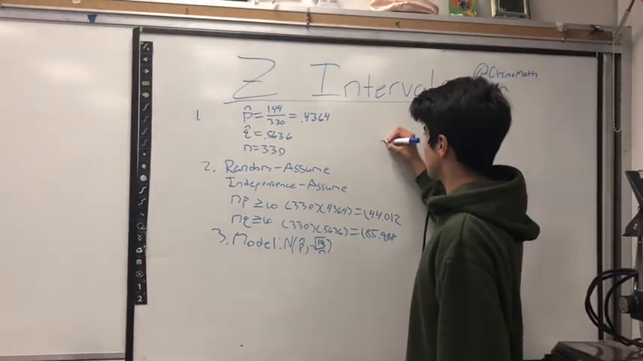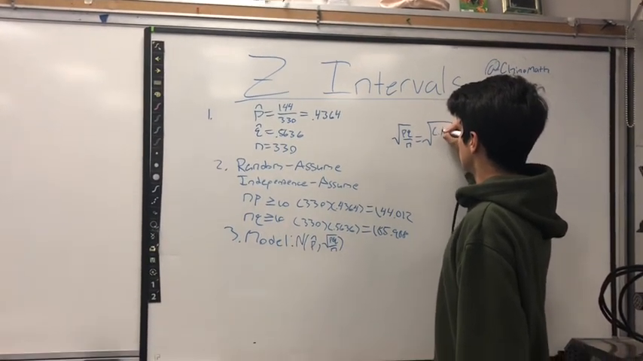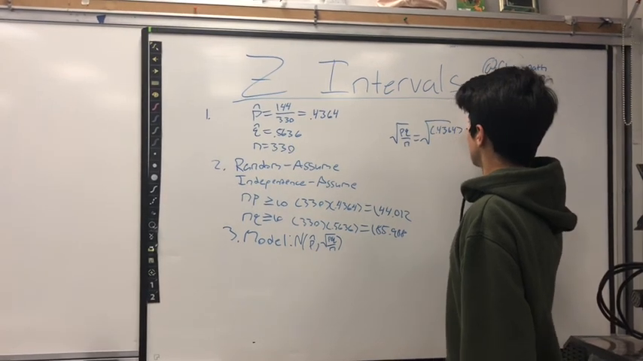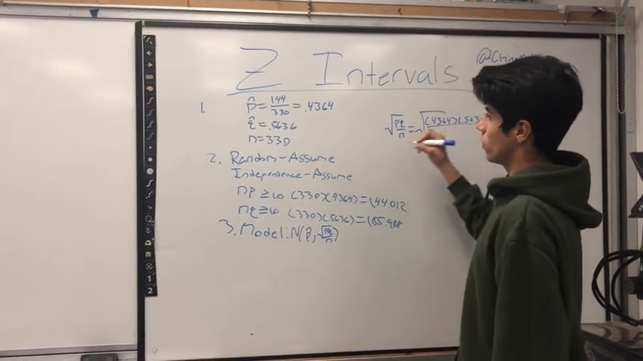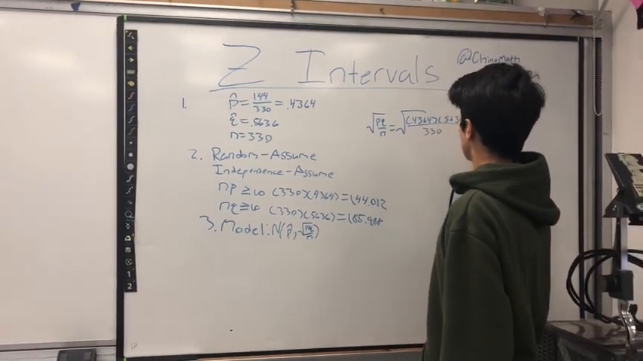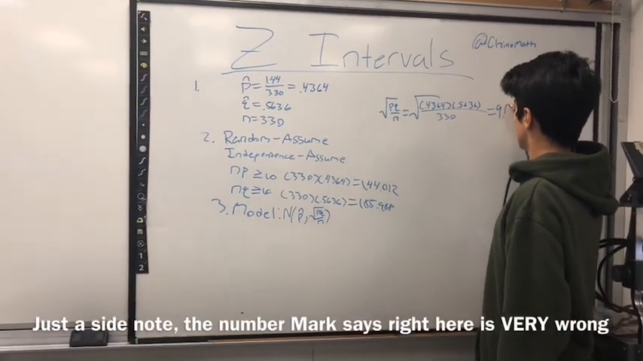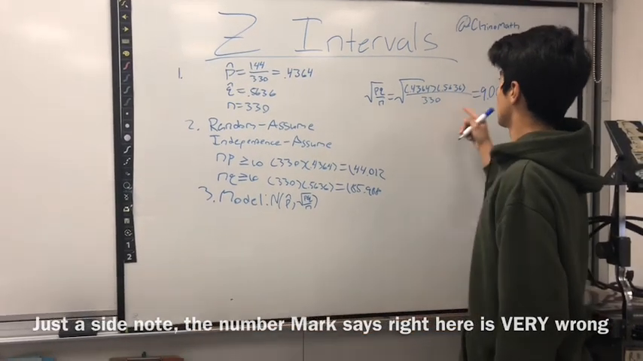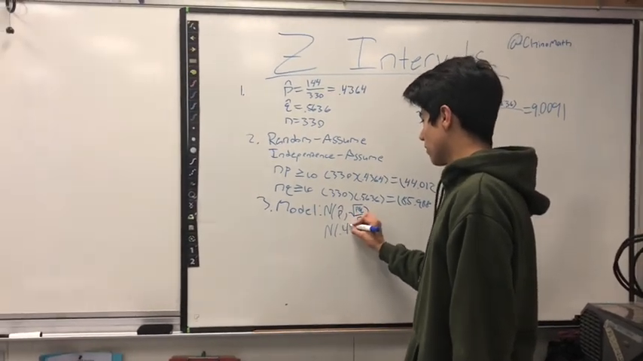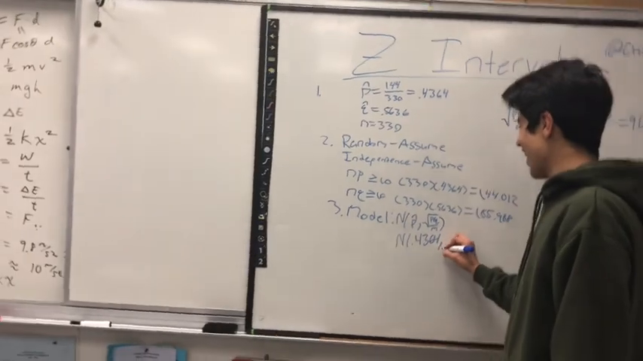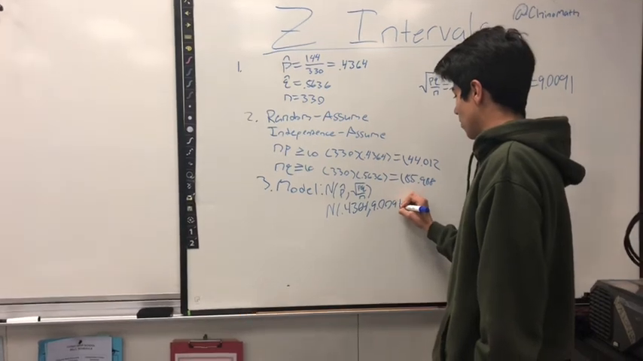Now doing this calculation, we see that the square root of pq over n is equal to the square root of 0.0091 over 330. So now we have our normal model centered at 0.4364, with a standard error of 0.0091.